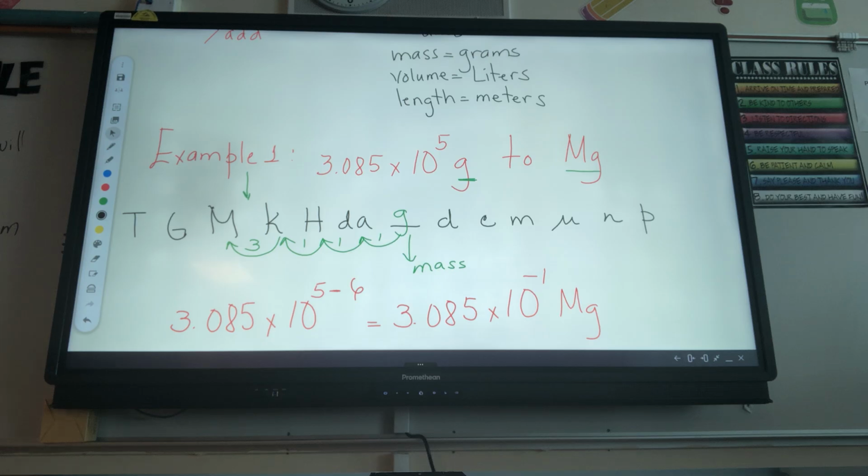.085 times 10 to the 5th power, G. G, what does that G stand for? Grams. Anissa, what am I measuring there?